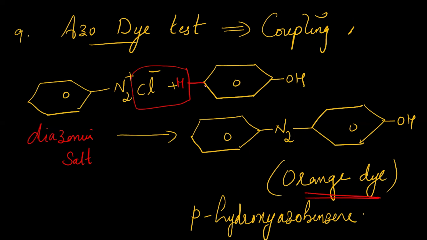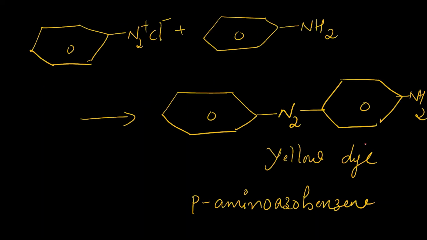Note that the hydrogen goes as HCl. HCl is removed: the hydrogen from the para position of the phenol goes with Cl. And in the case of aniline, it is the same reaction. Here also HCl is lost and a dye forms. What is its color? Yellow dye. That is para amino azobenzene.